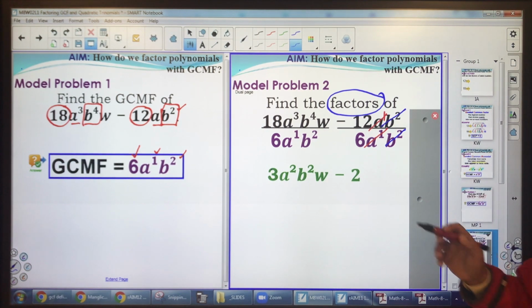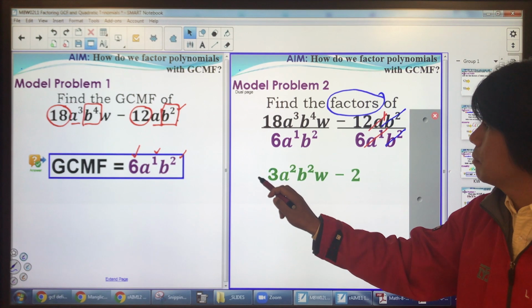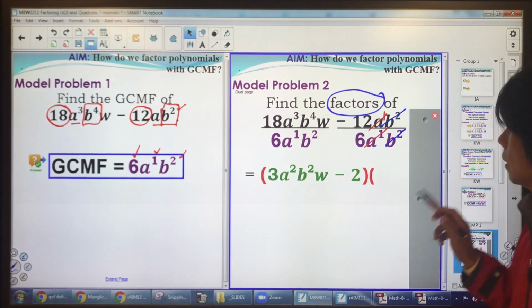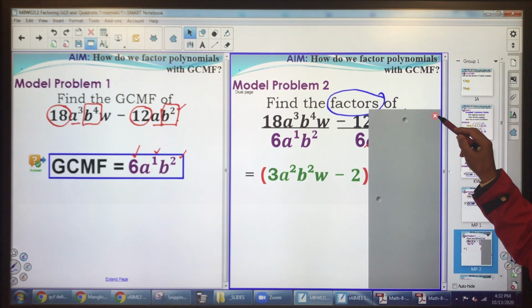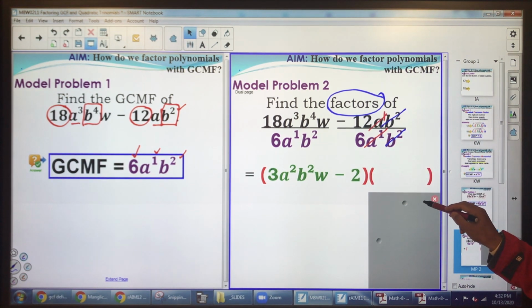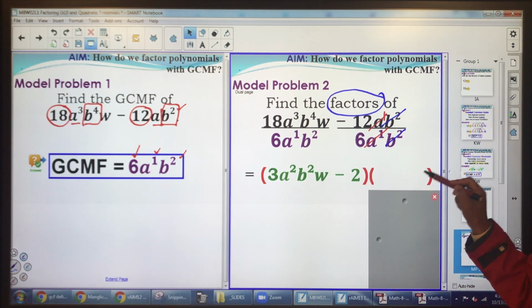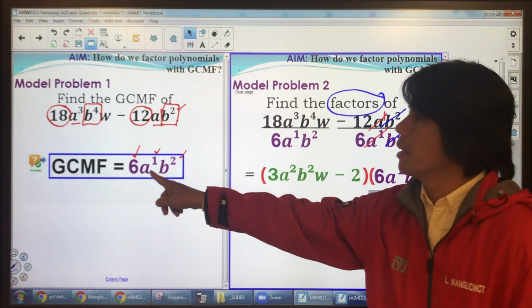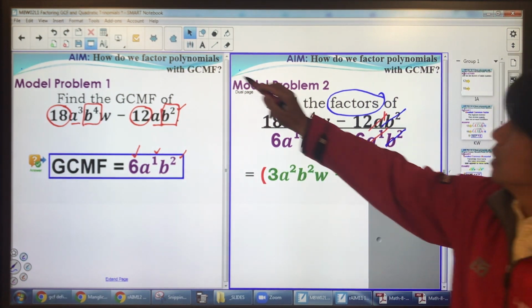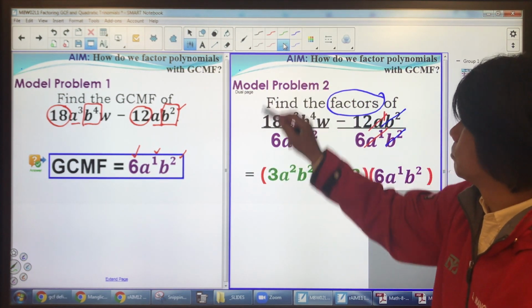How do you set up a factor? Of course, you need to put this inside a parentheses, right? That's the first parentheses. Now, next to it, you need to put another parentheses right there. You see that? Now the question is, what do we put inside the second parentheses? You just simply put the GCMF. And these are your factors.